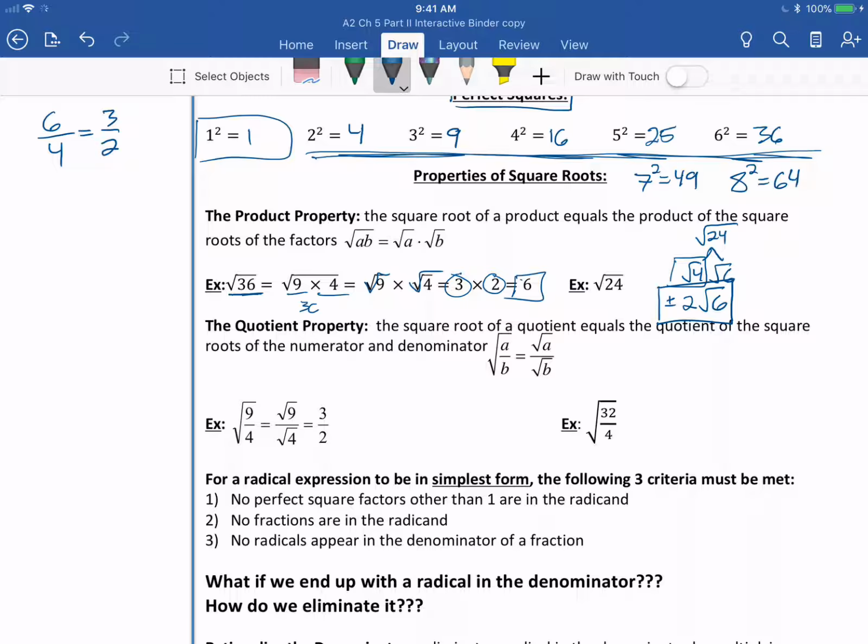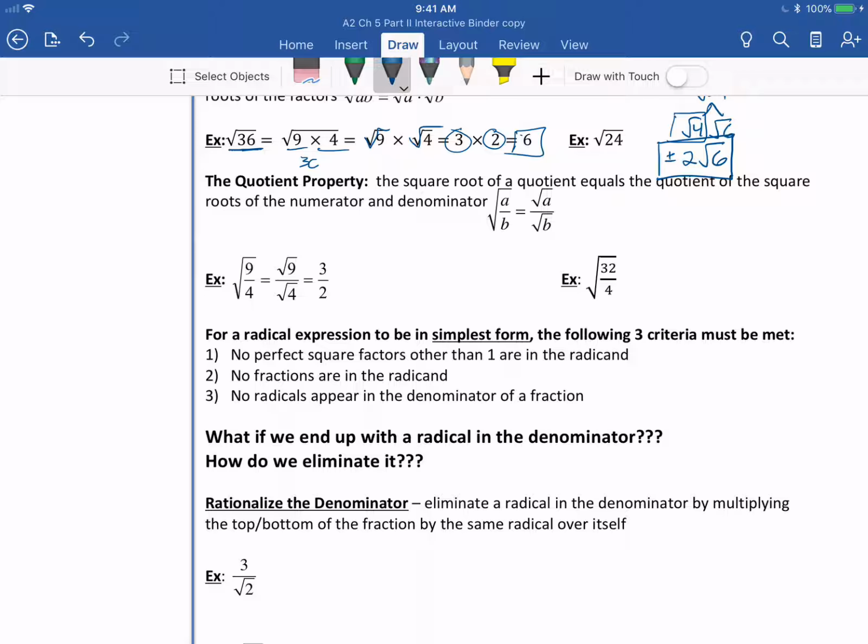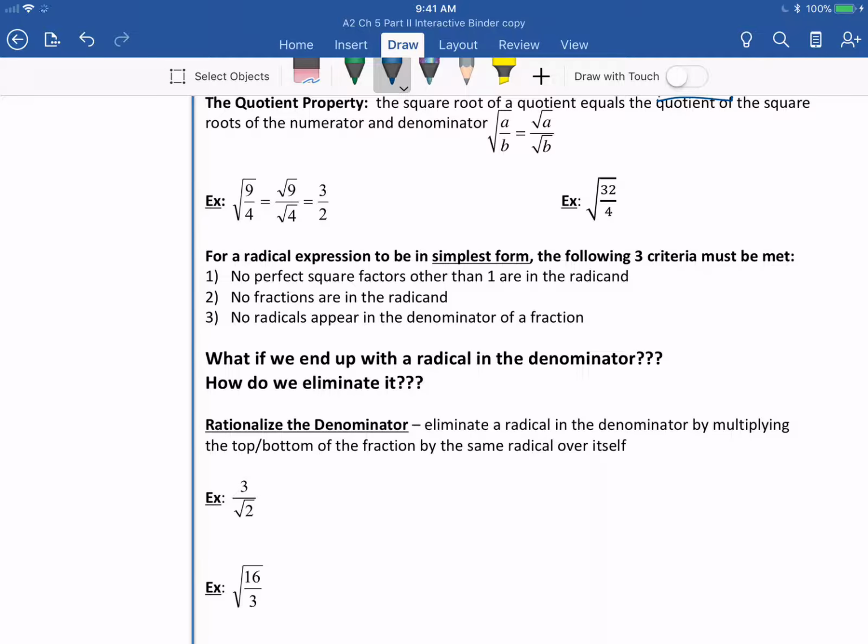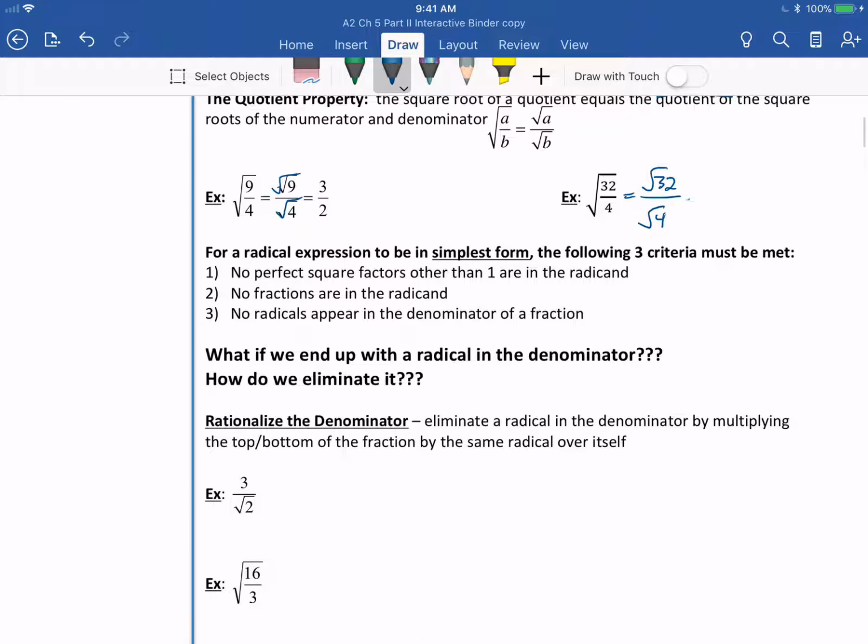Okay, again here we have the quotient property. It's really just the same deal here. The square root of 9 over 4, you can break it into the square root of 9 over the square root of 4, break those up into 3 and 2. All right, awesome. So this next example we can break up into the square root of 32 on the top and the square root of 4 on the bottom.